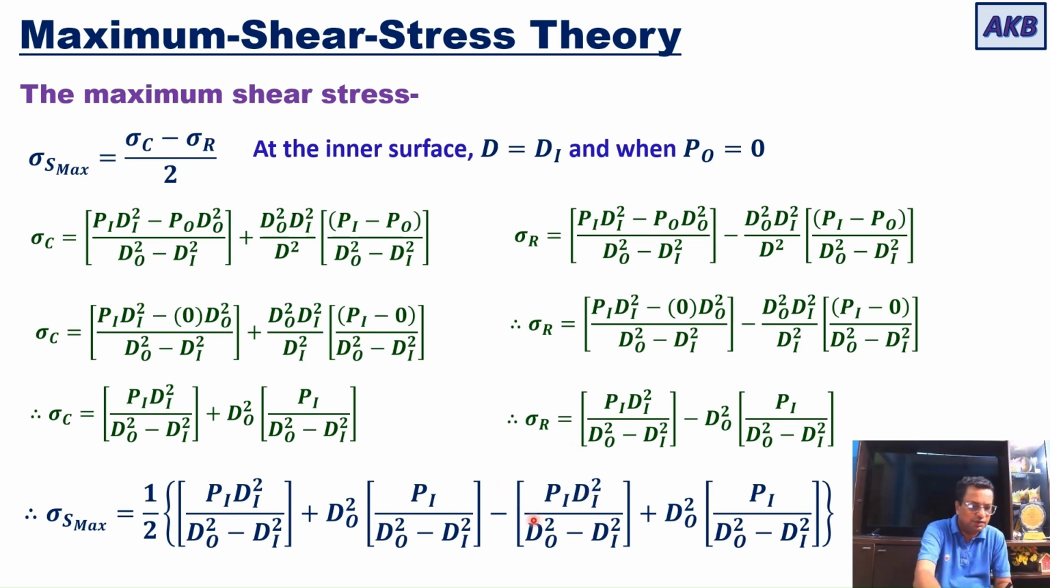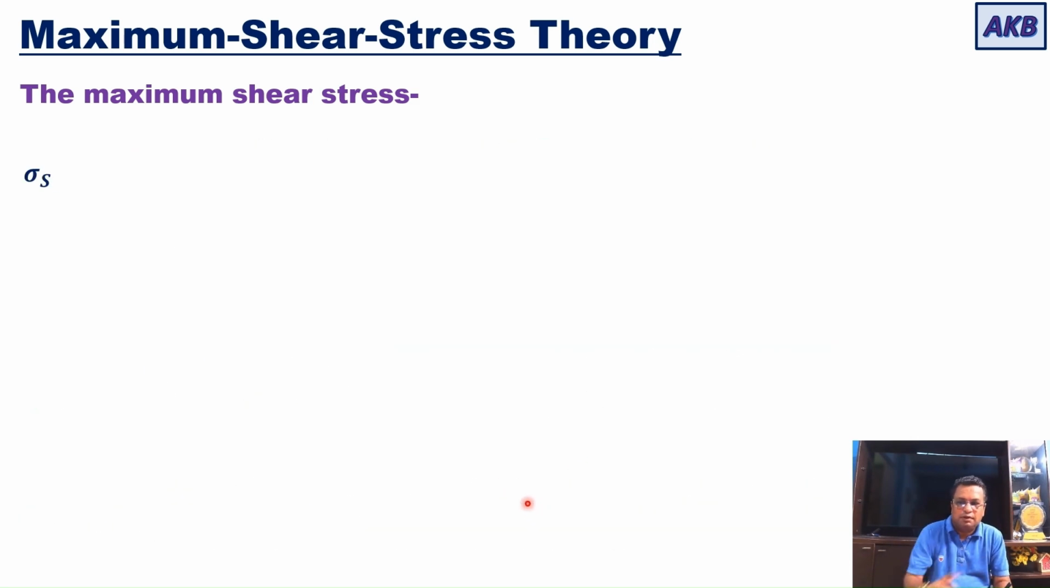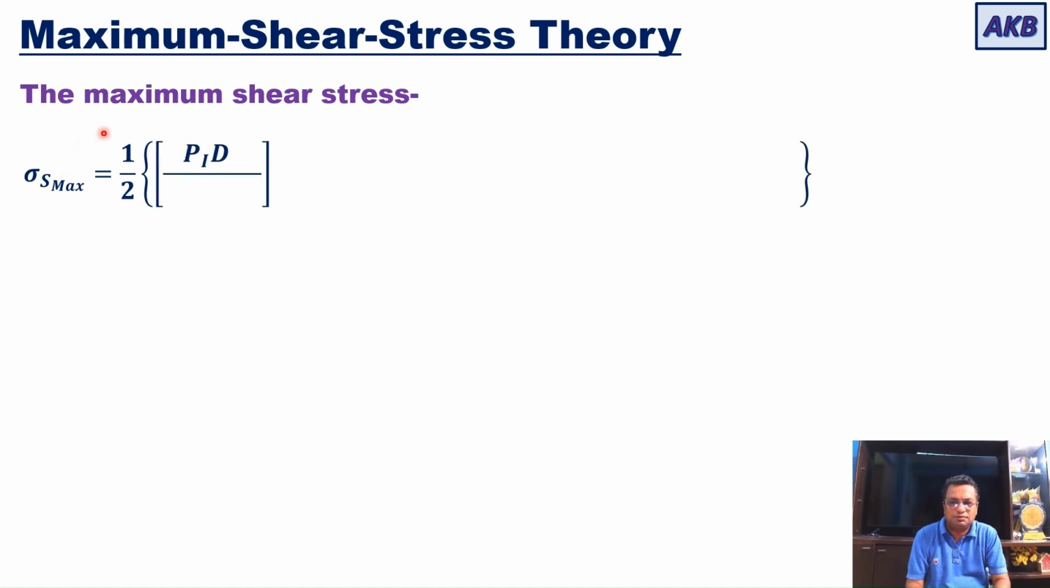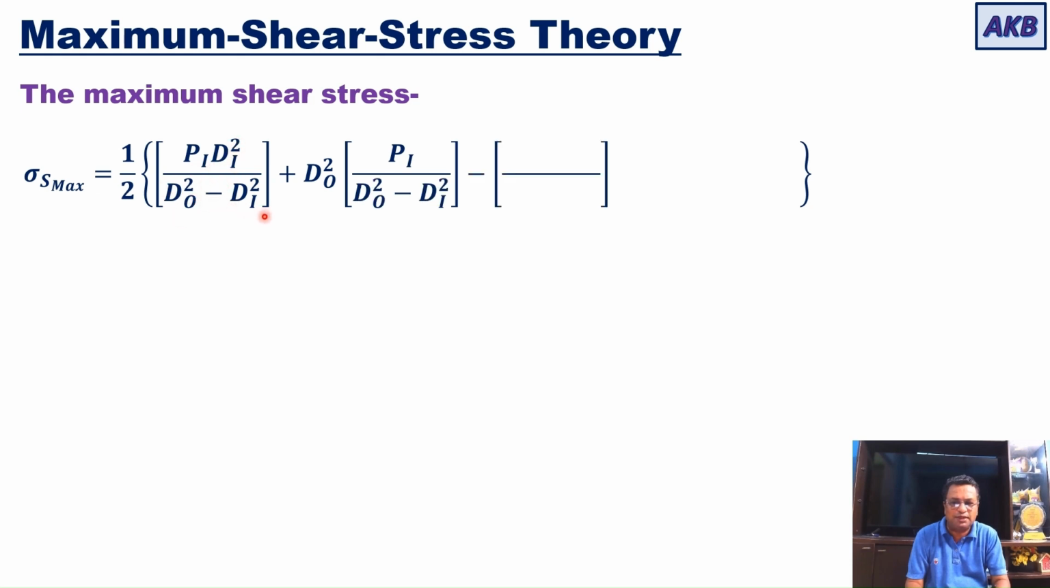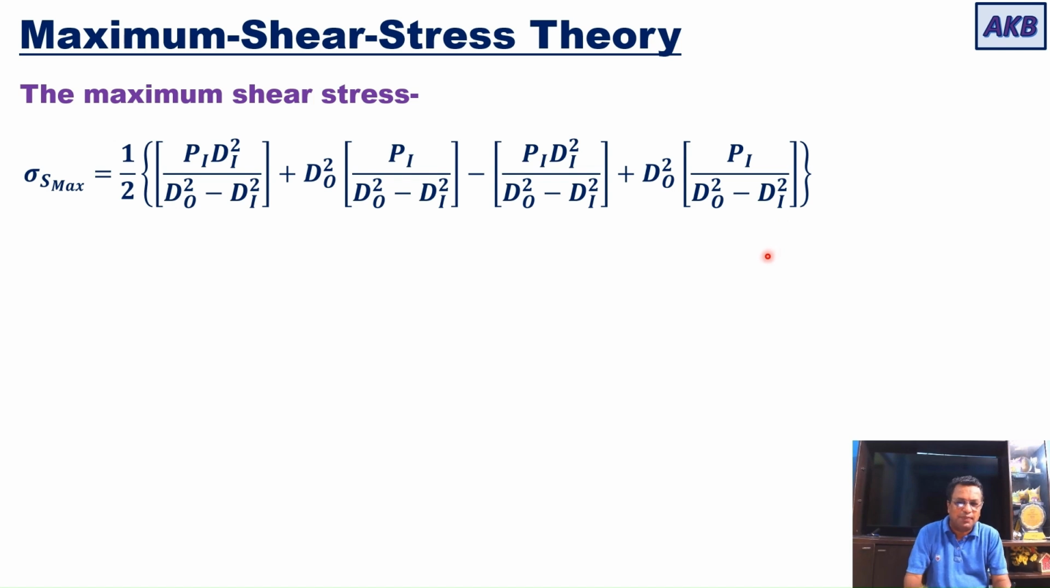Now let us continue with this equation. So we just got this equation for the maximum shear stress. Sigma S max is equal to 1 by 2 into [Pi Di square upon Do square minus Di square plus Do square into Pi upon Do square minus Di square minus Pi Di square upon Do square minus Di square plus Do square into Pi upon Do square minus Di square].